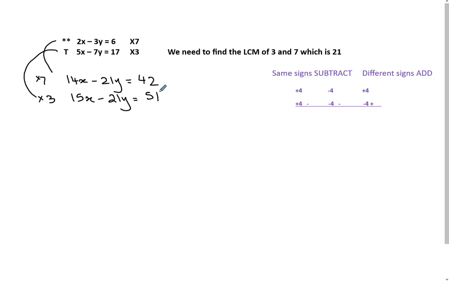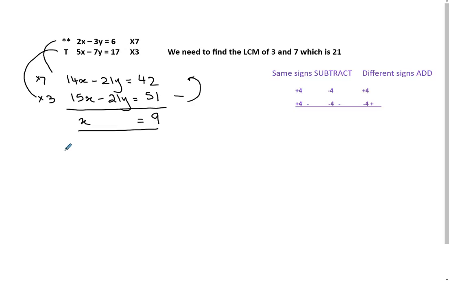Because the signs are the same, we're going to subtract, but because I don't want a negative letter, I'm actually going to subtract that way. So I've got 15x minus 14x is x, you're gone, and 51 minus 42 is 9. So my x equals 9.